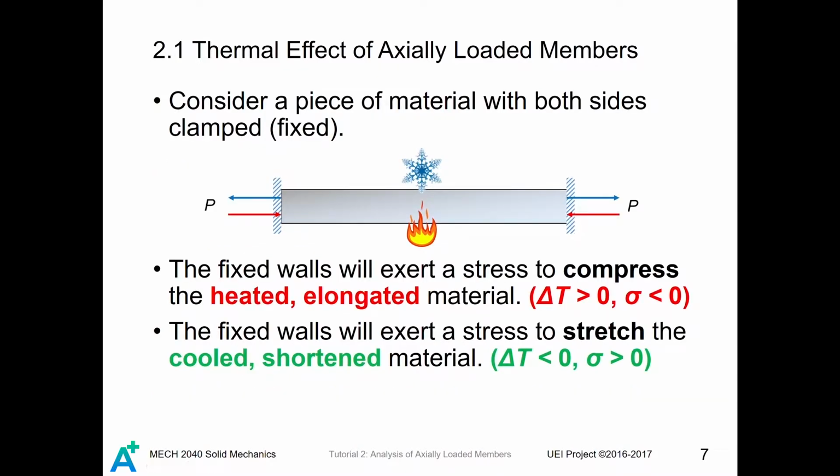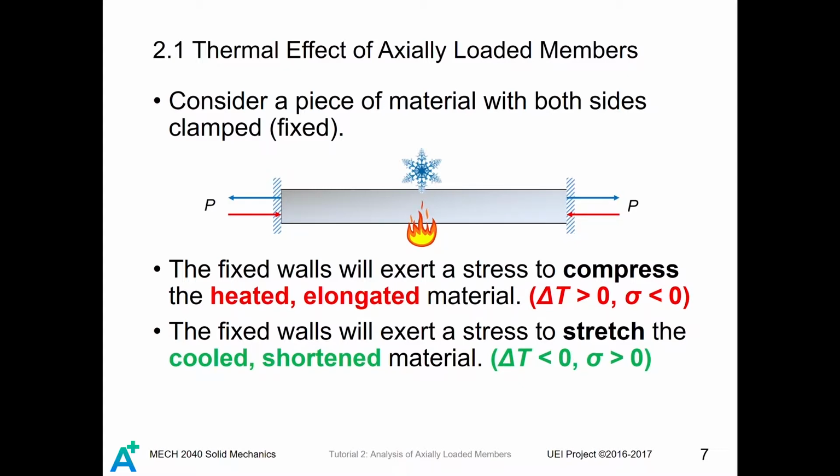Consider a piece of material with both sides clamped now. So instead of letting it expand or contract freely, we will fix both ends so that no matter how, I repeat, no matter how the temperature changes, there will be no change of length over the entire section. So how does it work?